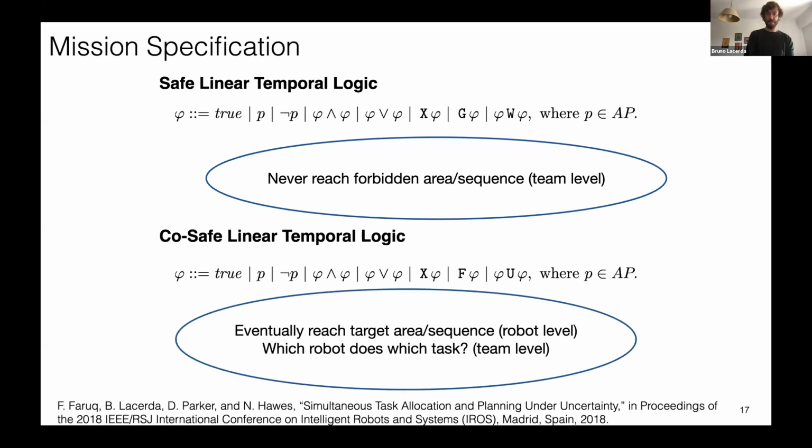We model or specify the tasks for the system in co-safe temporal logics, which again allows us to do a bit more than just go visiting a location. So we might want to visit a location or a set of locations in a certain sequence, for example. And planning for that requires us planning at the robot level. On the other hand, we have the question of which robot does which task. So again, this is a question that is more on the team level.